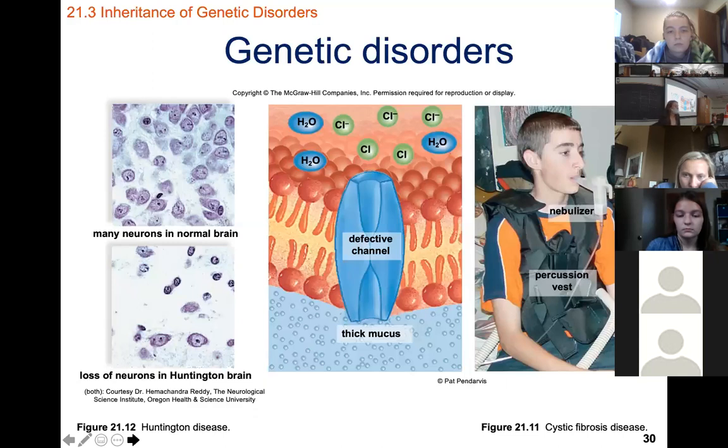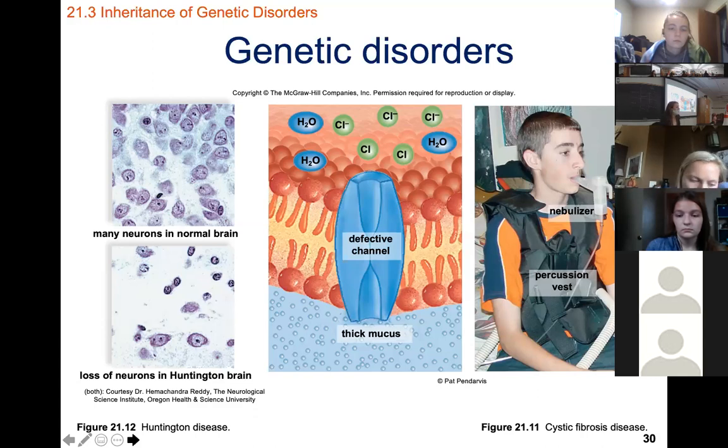So different genetic disorders. Here's an example of Huntington's disease and cystic fibrosis. Cystic fibrosis is when the mucus gets caught in the lungs and other parts of the body, causing infection and trouble breathing. A percussion vest is something that somebody can wear when they have cystic fibrosis. It is like a drum or a beat or a vibration in that vest that's going to break up that mucus in the chest and lung area, which allows that person to breathe a little bit better.